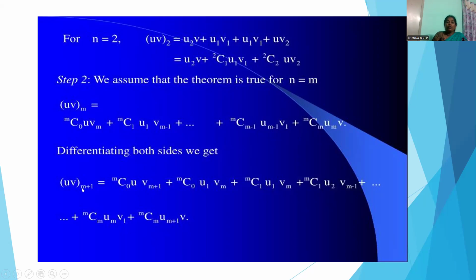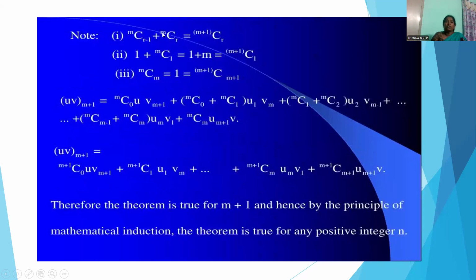Differentiating both sides, we get the (m plus 1)th derivative of uv: mc0 u vm plus 1 plus mc0 u1 vm plus mc1 u1 vm plus mc1 u2 vm minus 1 plus and so on. The last term is mcm um plus 1 v. Here we use the result, that is mcr minus 1 plus mcr is equal to m plus 1 cr. And the second result is 1 plus mc1 is equal to m plus 1 c1, and mcm equal to 1, which can be written as m plus 1 cm.